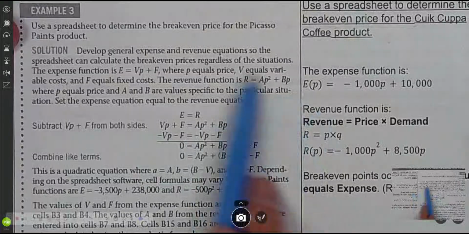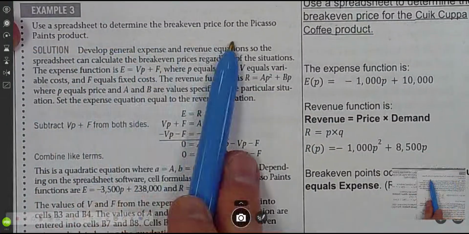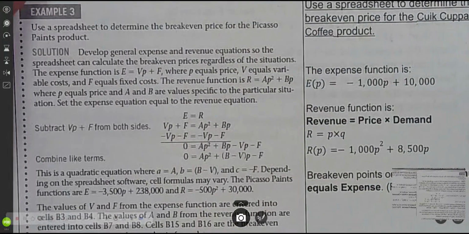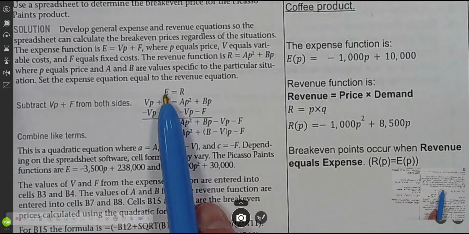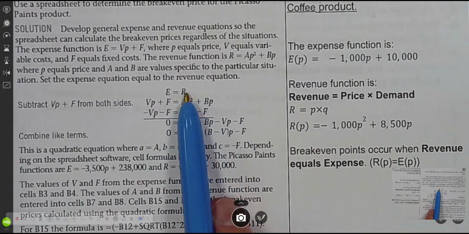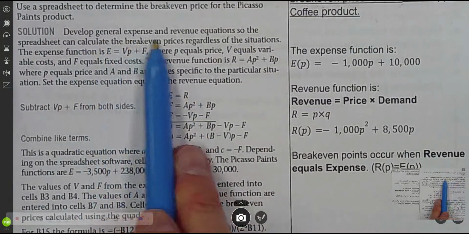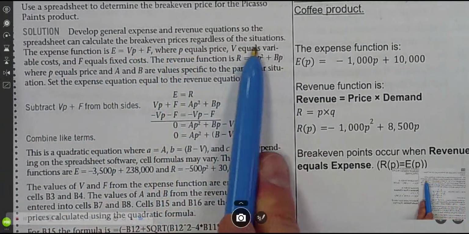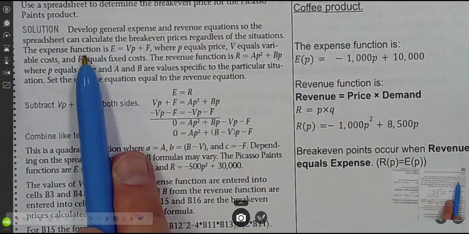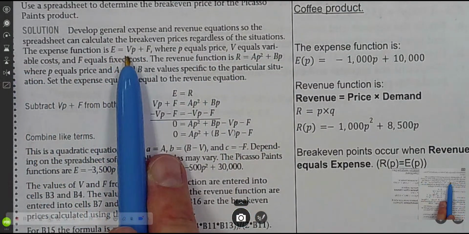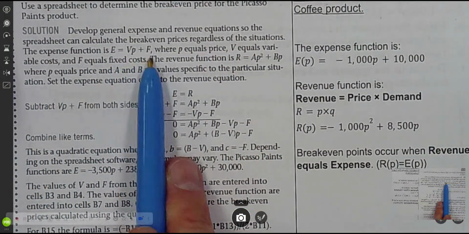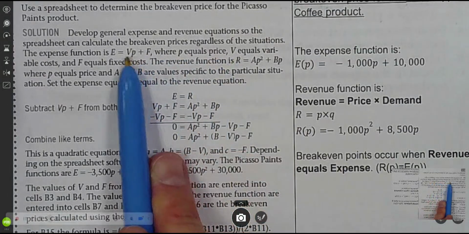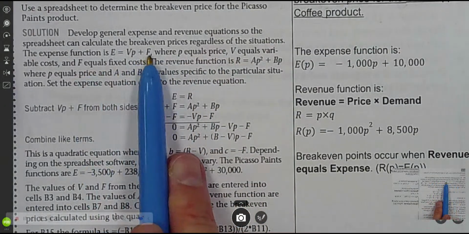All right. So we have to use a spreadsheet to determine the break-even price. Basically, we're doing on a spreadsheet what we just did in that front example. The expense is going to equal the revenue function. So we're going to develop general expense and revenue equations so the spreadsheet can calculate the break-even prices regardless of the situation. The expense function is E equals V times P plus F, where P equals the price, V equals the variable costs, and F equals the fixed costs.